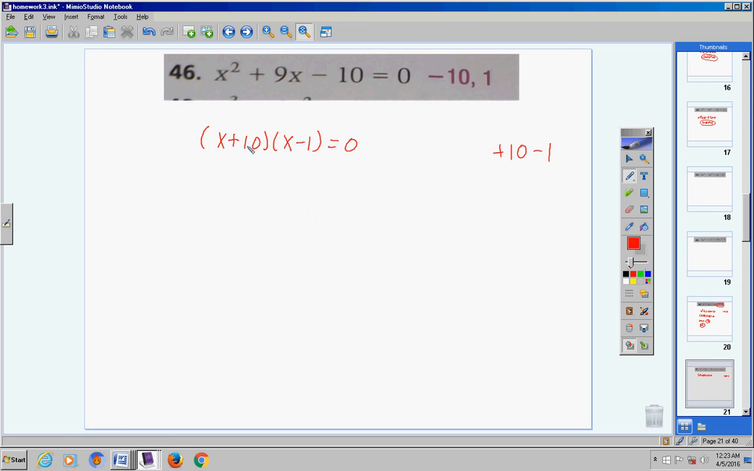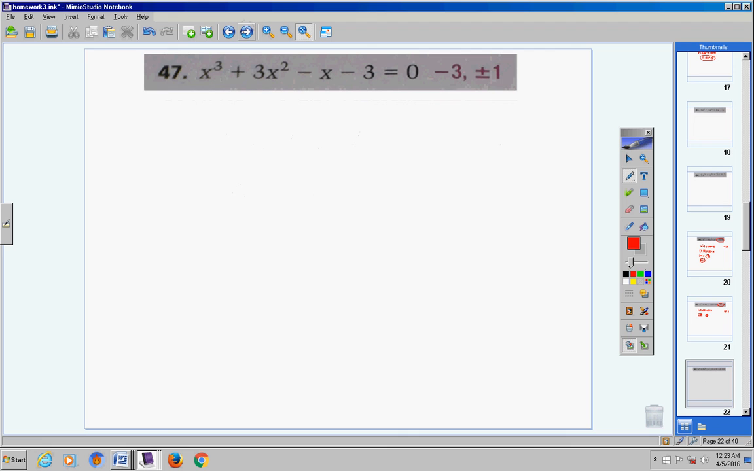There we go. Now take this group, set it equal to 0 and solve, and you'll get this. Take this group, set it equal to 0 and solve, and you'll get this. And there's your two answers. Alright? Okay, let's try 47 and 48.